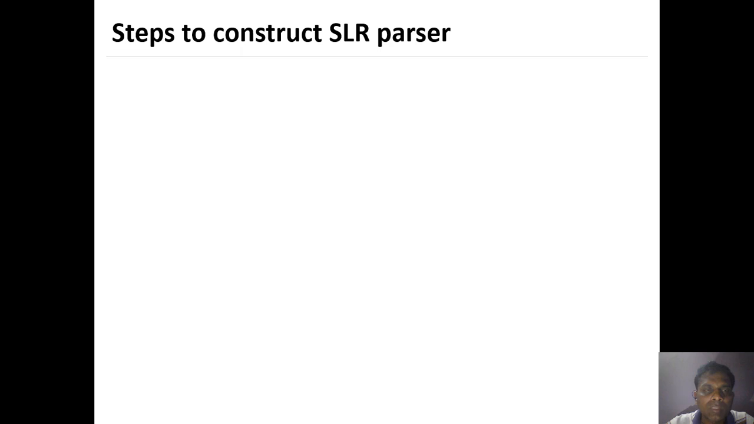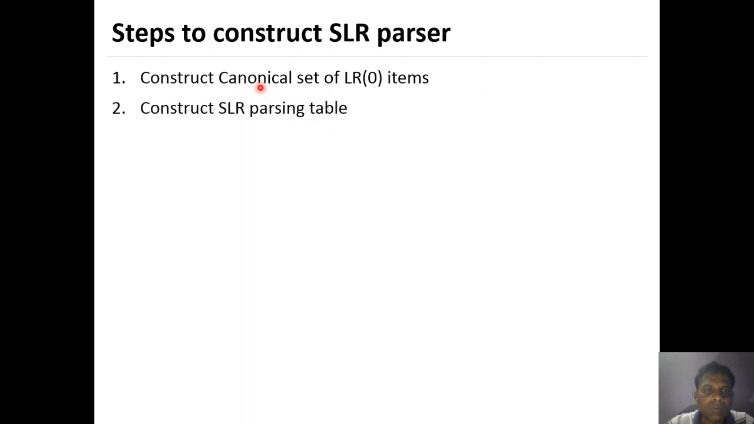To continue with the last lecture, in the last lecture we described there are three steps used to construct the SLR parser. First step is to create the canonical set of LR0 items. Second step is to construct the SLR parsing table using the canonical set of LR0 items. We already saw in the last lecture how to construct the canonical set of LR0 items and how to construct the SLR parsing table using it. To create the canonical set of LR0 items, we use the closure and goto operations.